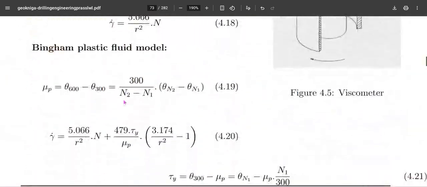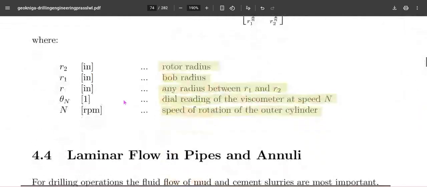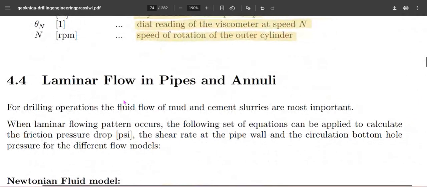Hopefully in the next lecture we'll describe the types of flow in pipes and annulus. Especially we'll describe how laminar flow occurs in pipes and annuli, how the friction losses across the pipes and annuli are empirically computed, and we will discuss additional properties of the laminar flow in pipes and annuli in the next video.